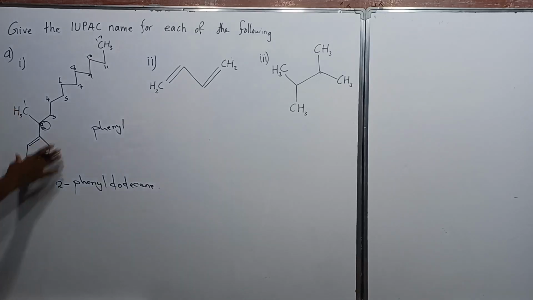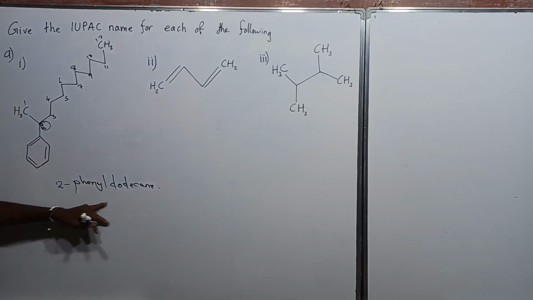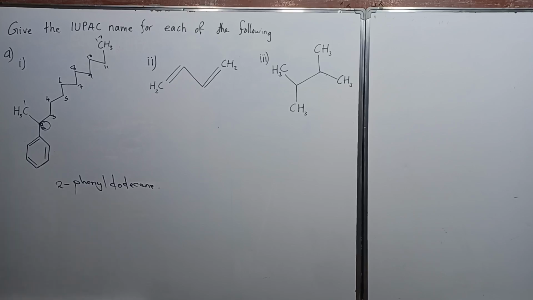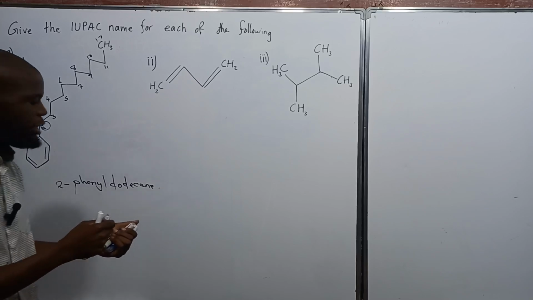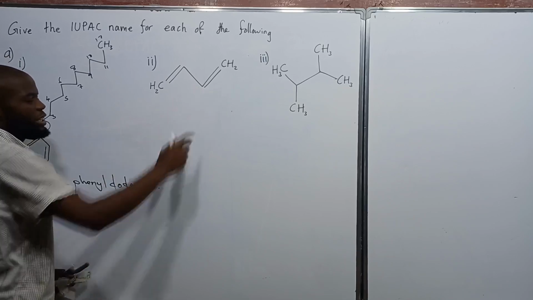Okay, so that's it for the first part of the question for Roman numeral 1. The name for this particular organic compound becomes 2-phenyl dodecane. Okay, so that pushes us to the next question. The next question is, it has given us this entire structure.